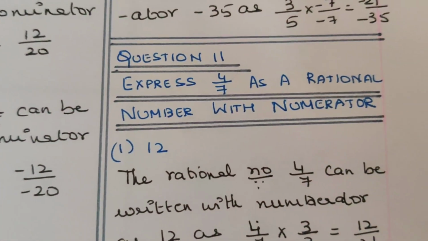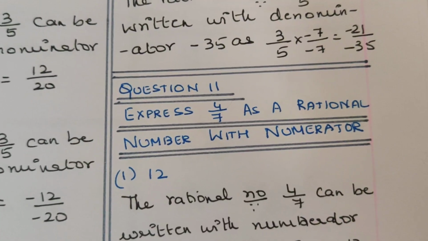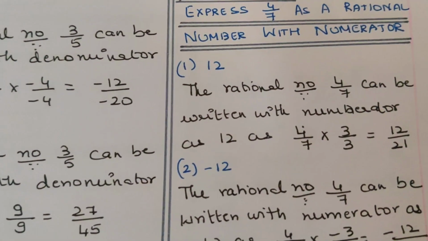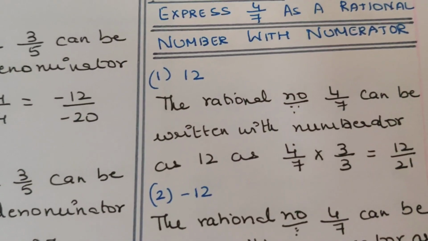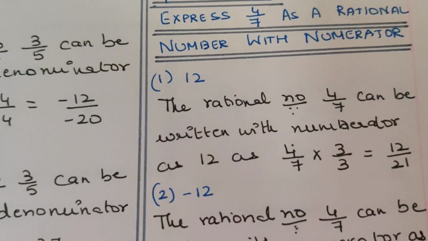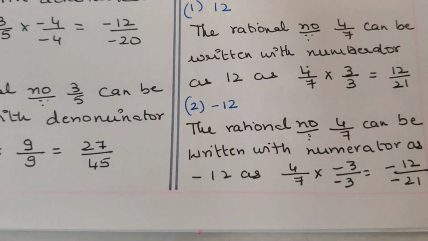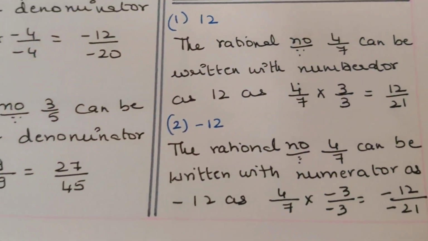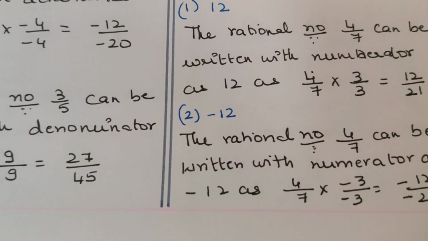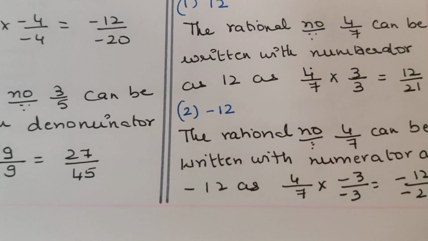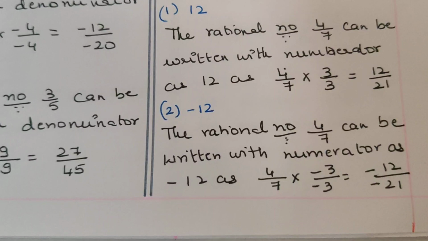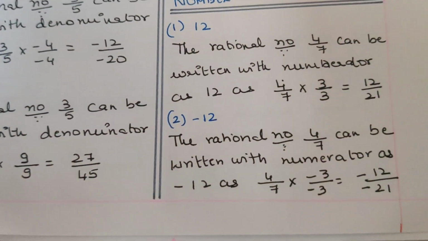Express 4 by 7 as a rational number with the numerator as 12. So if it is 4 by 7, what do you multiply 4 with? You multiply 4 with 3, so you get 4 by 7 into 3 by 3, that is nothing but 12 by 21. Minus 12. So if you have to get minus 12 in the numerator, you have to multiply the numerator by minus 3. Therefore, you get 4 by 7 into minus 3 by minus 3, that is nothing but minus 12 by minus 21. Isn't it easy? Yes, it is easy.